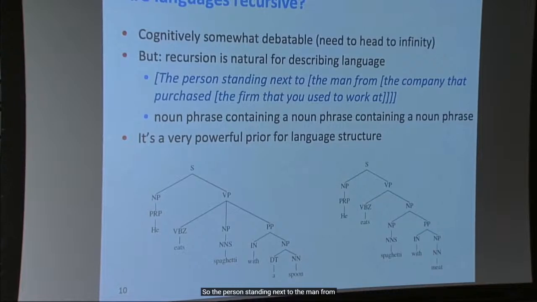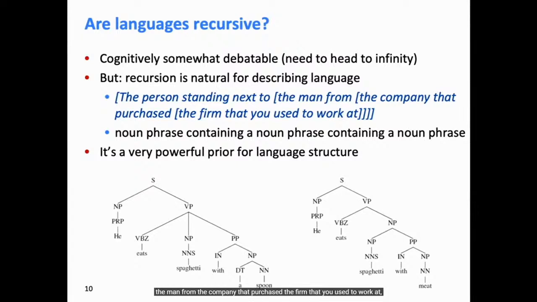So the person standing next to the man from the company that purchased the firm that you used to work at, that whole thing is a big noun phrase, but inside that there's a noun phrase, the man from the company that purchased the firm that you used to work at, which is another big noun phrase, and well inside that there are smaller noun phrases like the company that purchased the firm you used to work at, but it's still got inside it noun phrases like the firm that you used to work at. And actually even that's got inside it a smaller noun phrase, which is just the word you. So an individual pronoun is also a noun phrase.